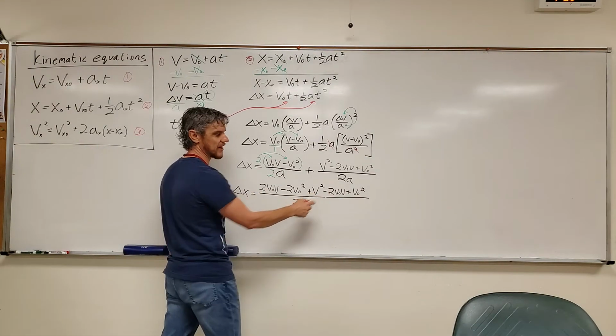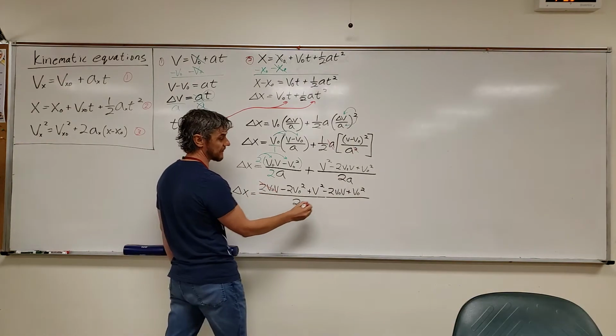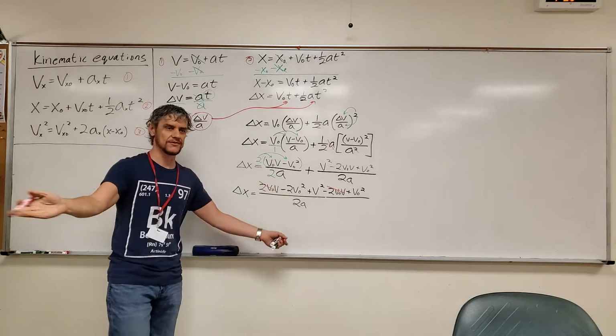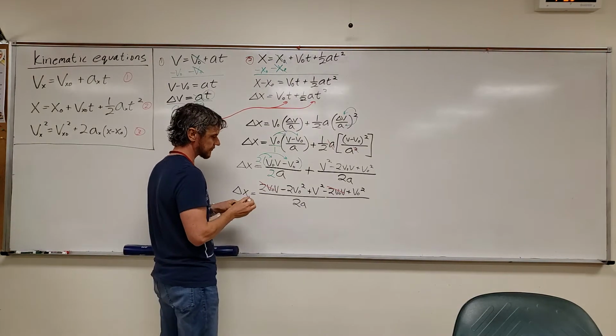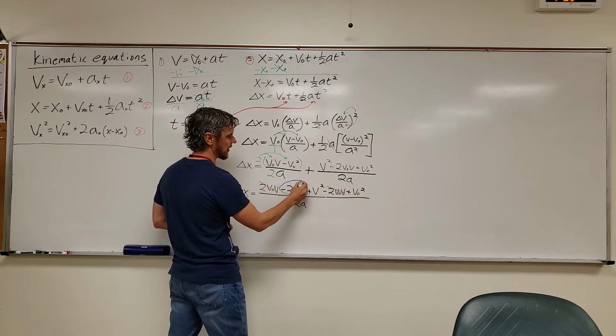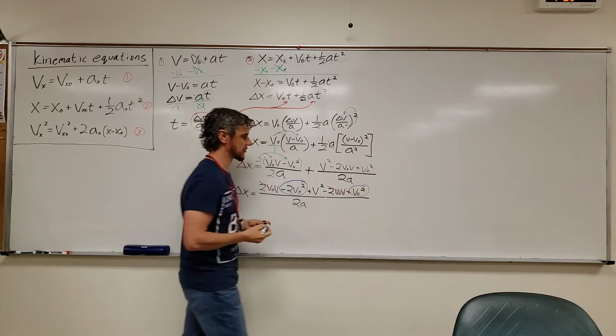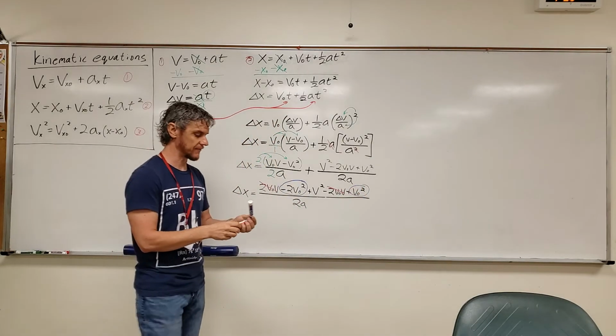And I know this looks gross, but we can simplify this now, because I have a 2 v naught v and I have a minus 2 v naught v. So 2 v naught v minus 2 v naught v is 0. So those cancel each other out. And then notice I also have a negative 2 v naught squared and a positive v naught squared. So we can combine those terms. Those are definitely like terms.